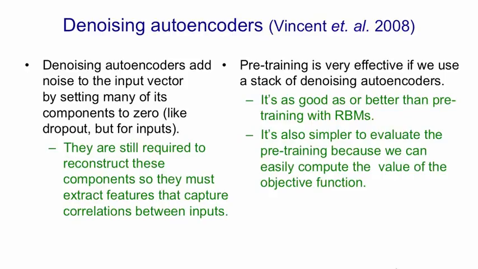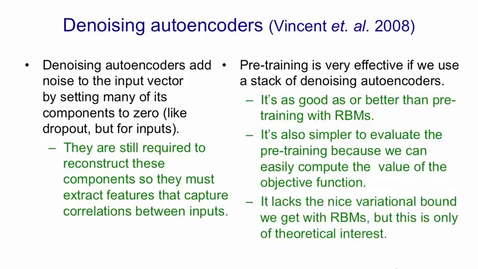and that's very helpful. One disadvantage of the denoising autoencoder is that it lacks the nice variational bound we get with restricted Boltzmann machines. But that's only of theoretical interest, because it only applies if the restricted Boltzmann machine is trained with maximum likelihood. Yet another kind of autoencoder is the contractive autoencoder that was also developed by the group at Montreal.